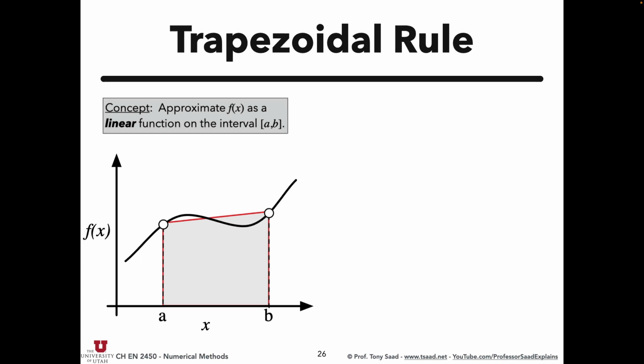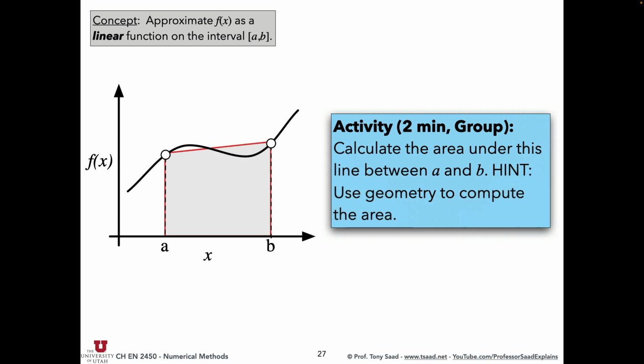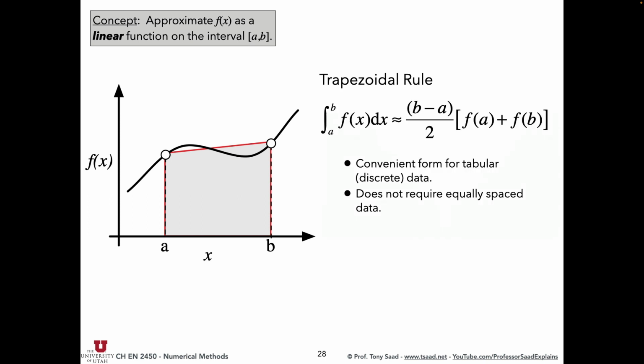All right? So now let's see your geometry skills. What is the area of that trapezoid? It's just the area under that line, right? So what's the area of the trapezoid? Average base times the height, right? Remember your geometry? Literally, you can evaluate this just using geometry. The area of this trapezoid is the average base, which is f of a plus f of b over 2, times the height, which is b minus a. So you get b minus a times f of a plus f of b over 2. And that's the trapezoidal rule.